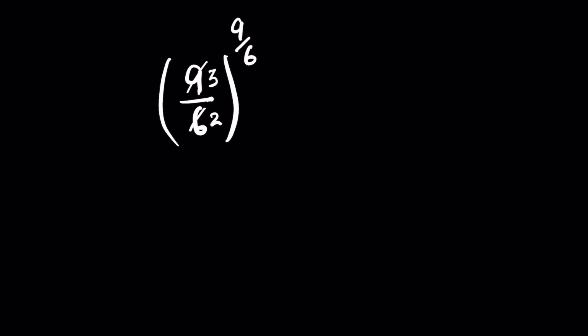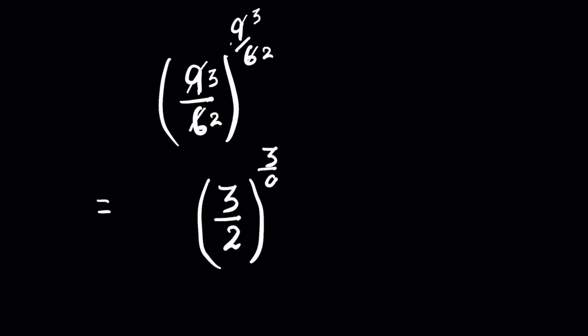We can also reduce the fraction in the exponent. 3 times 3, and it is 3 times 2 is 6. So 9/6 is equivalent to 3/2. So this we can write as (3/2) raised to the power of 3/2. Now this is in the form of a raised to the power of m/n.